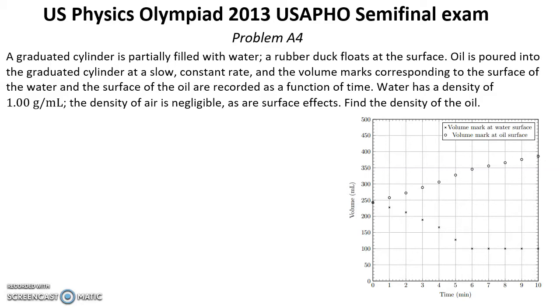Oil is poured into the graduated cylinder at a slow, constant rate, and the volume marks corresponding to the surface of the water and the surface of the oil are recorded as a function of time. Water has a density of 1 gram per milliliter. The density of air is negligible, as are surface effects. Find the density of the oil.